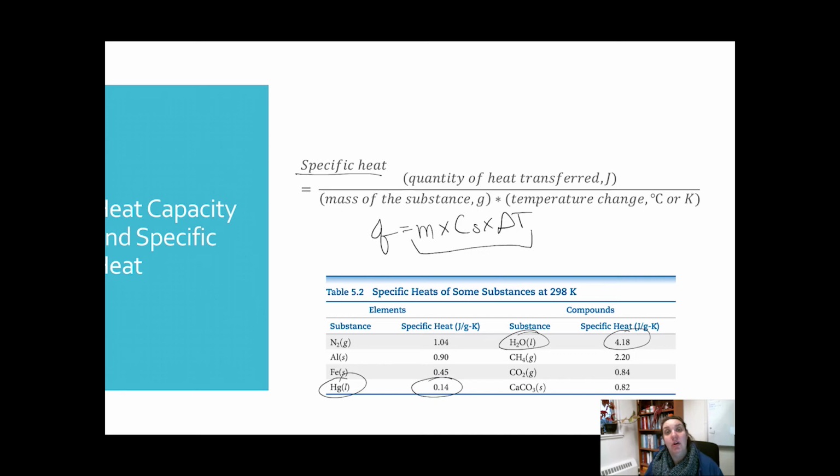Any metal, as we should know, is something that can heat very quickly and easily, and cool down very quickly and easily. That's why we use metals in order to cook with. And then, nonpolar covalent compounds have kind of lower specific heats because they're easier to heat up.